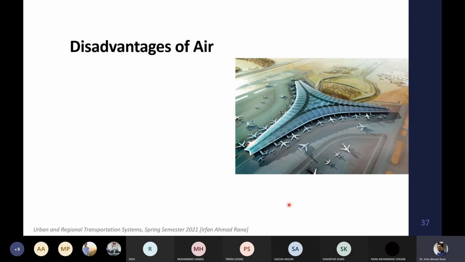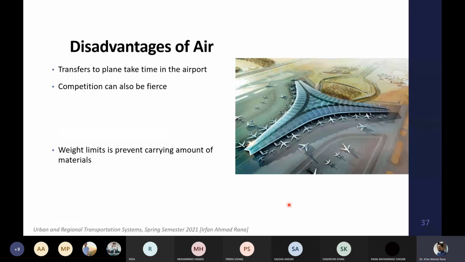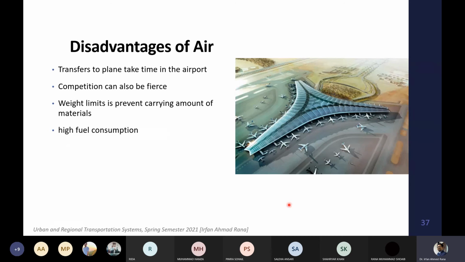Okay, some disadvantages: transfer takes a long time, competition is fierce, high fuel consumption, good quality, high grade petrol is burned in air. Carbon emissions per capita are very high in terms of air travel. It depends upon the weather, contributes to noise and air pollution, and depends upon the infrastructure, construction of a road, airport.